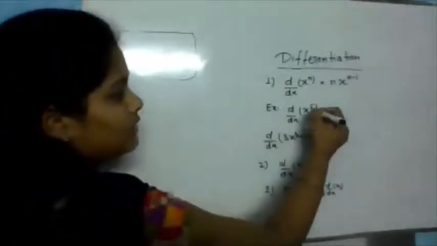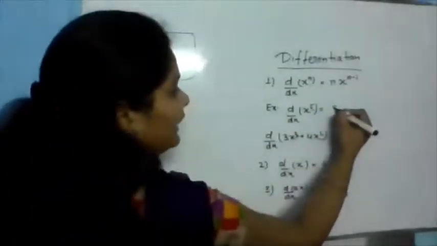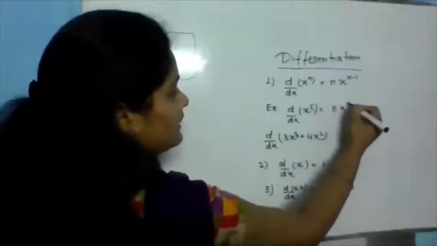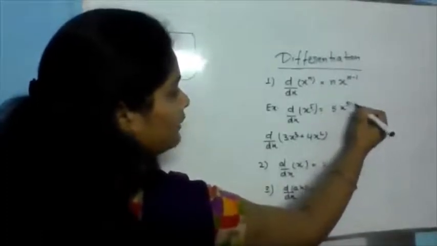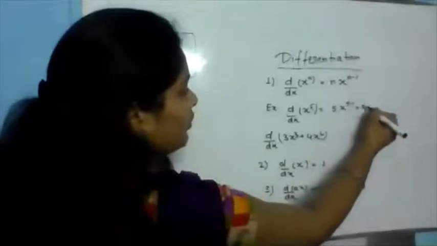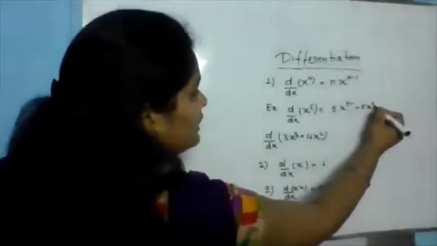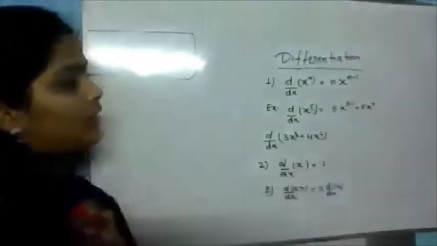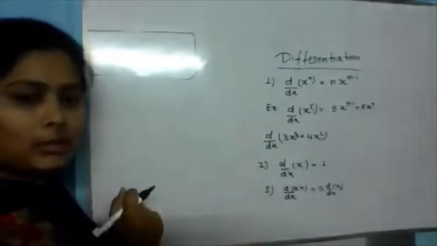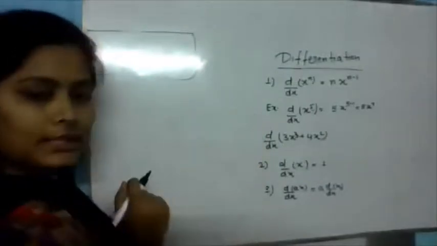So the power is 5. So we have to write 5x to the power 5 minus 1. So after differentiation, we will get 5x to the power 4. This example is clear?